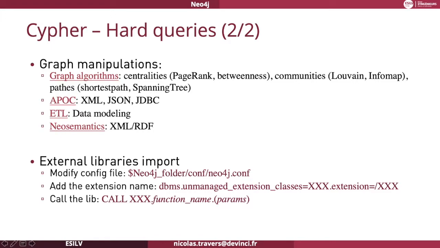To import those kinds of libraries, you have to modify the config file directly here and put the extension class in order to have the different information according to the algorithm you are using inside. And you can call them directly inside Neo4j by calling the library with the function and the parameters that you are requiring.